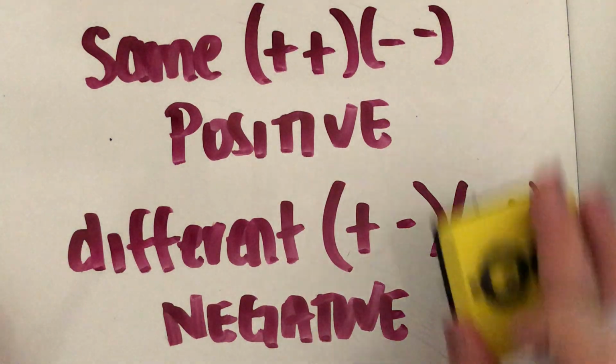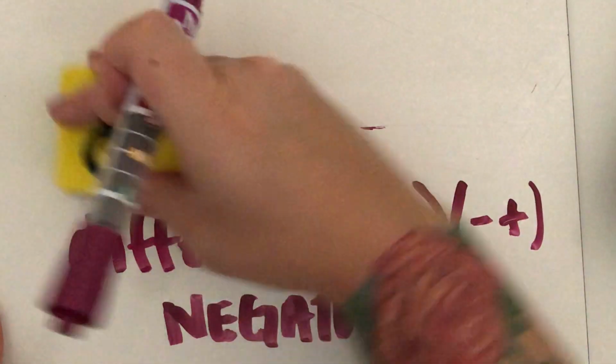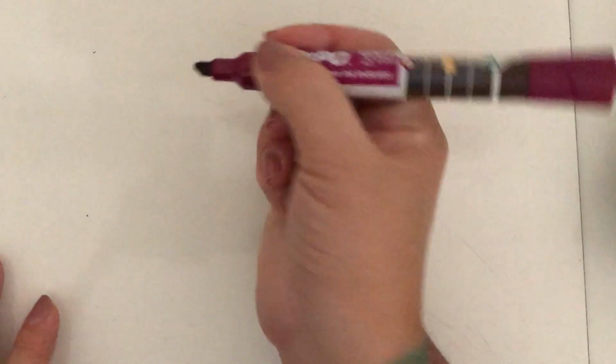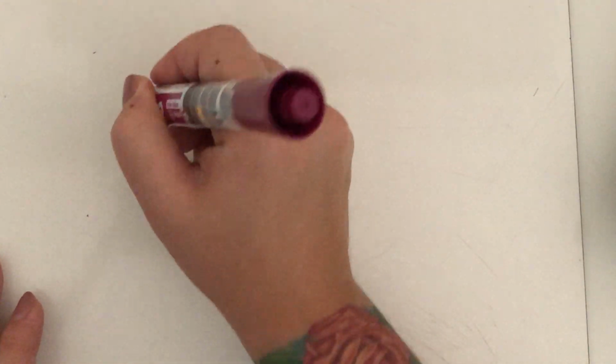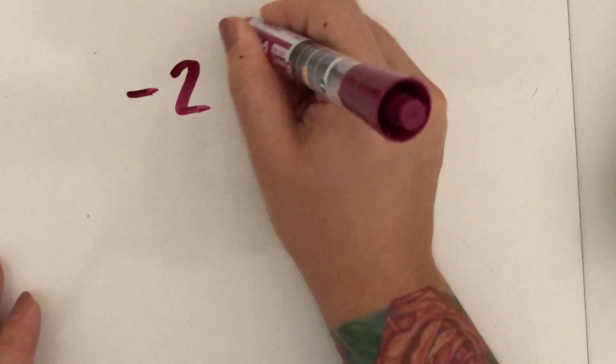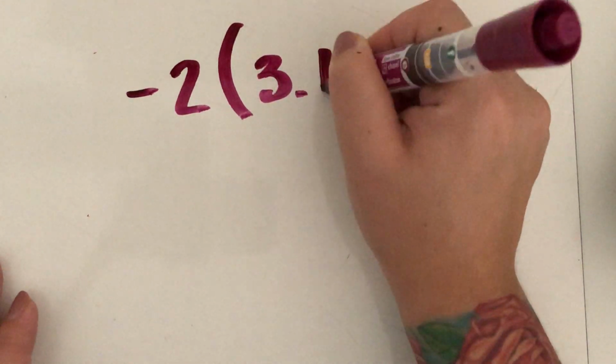Now, we're going to go through some of the practice problems today that deal with multiplying and dividing, and then we're going to put everything together with all of your operations. So let's start with some multiplying problems. I have a negative 2 times 3.1.